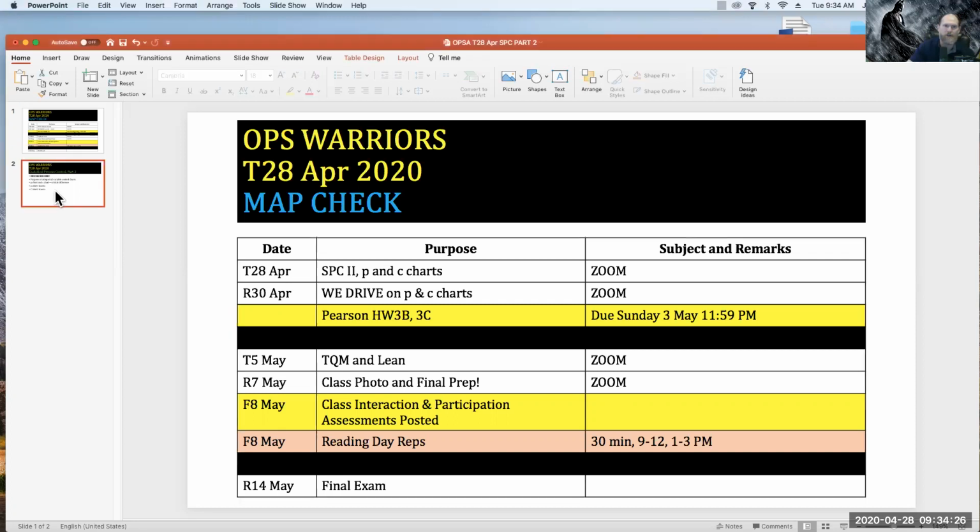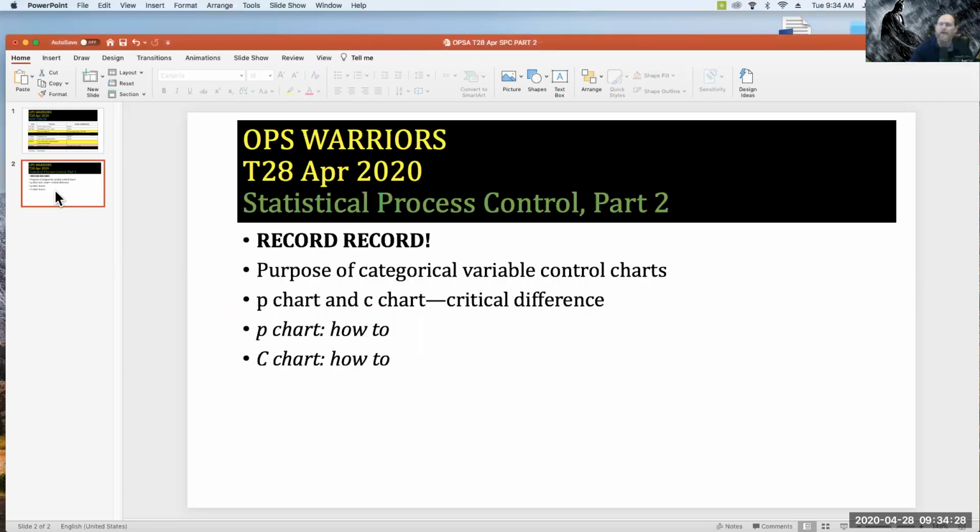Here's our agenda for today. We are recording right now. We'll review the purpose of control charts from a categorical perspective, what the purpose of P and C charts are, and then how to frame the difference between a P and C chart. And then I'm actually going to flip this. I'm going to cover C charts first and then P charts. I was thinking about it this morning, and I think that might be an easier way to present this material. So that's our agenda for today.